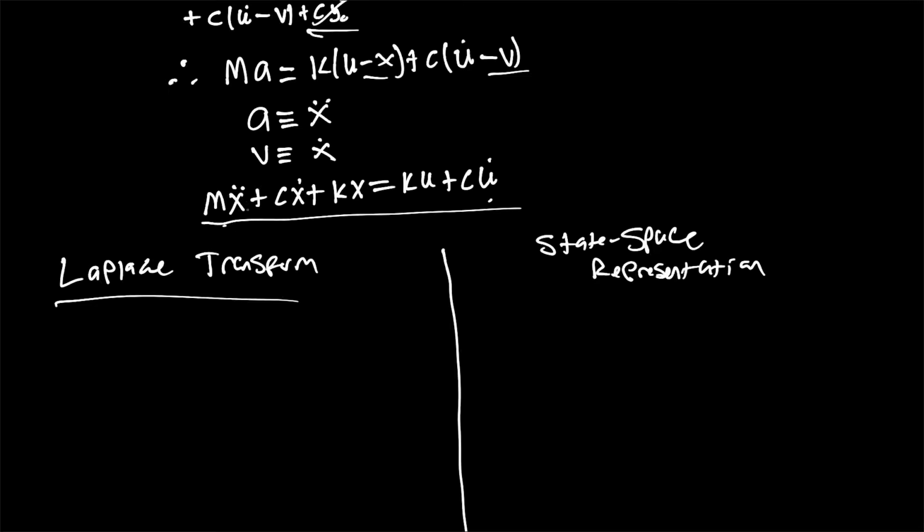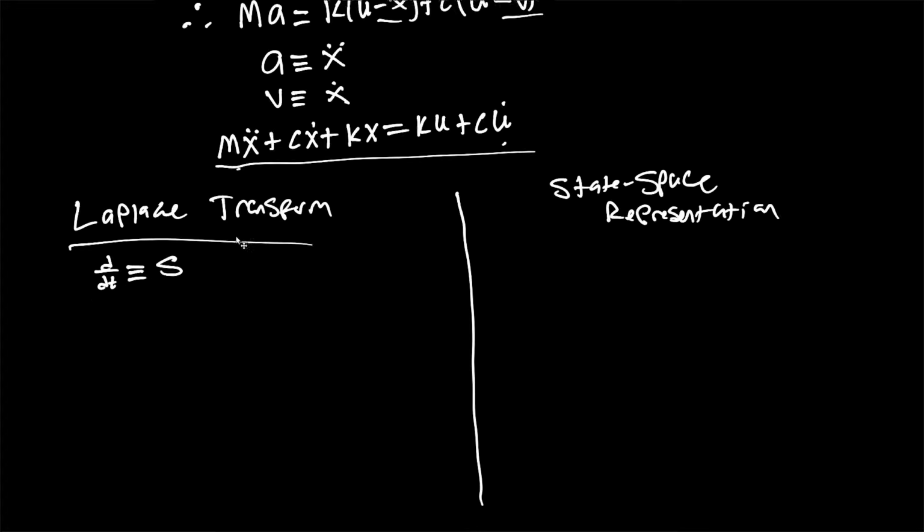We have a function in terms of x and u. In this function, both x and u have a derivative taken with respect to time. So when we do the Laplace transform, we're going to basically set the derivative with respect to time as being equal to variable s. And that's basically what the Laplace transform is for a system that's represented such as this.